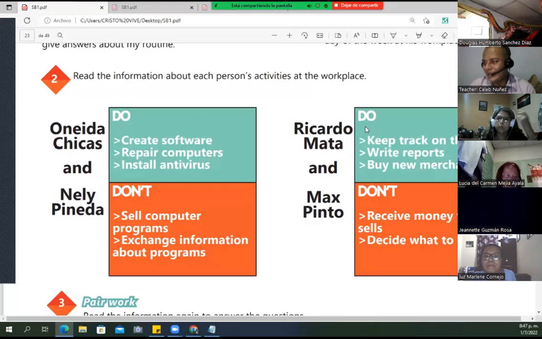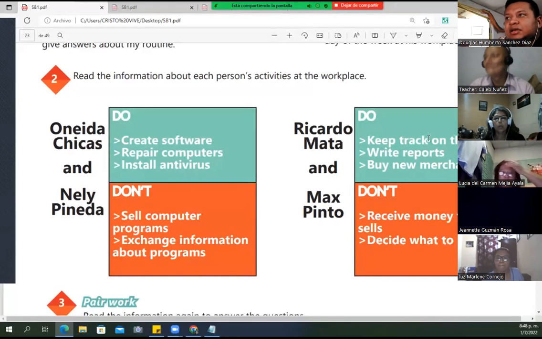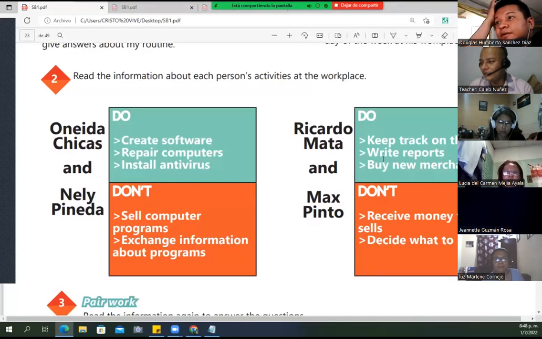Okay. What activities do they do? They keep track of the sales. Otra vez, keep track. ¿Quién se acuerda que era keep track? Mantienen un registro. Llevan un registro, llevan un control, ¿verdad? Keep track of the sales. ¿De las qué? Ventas. Sales. Wow, the money, right?